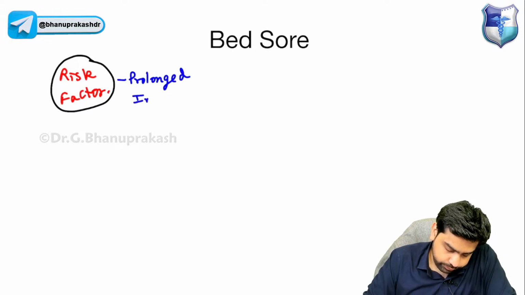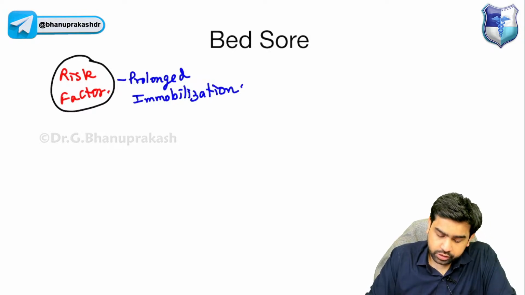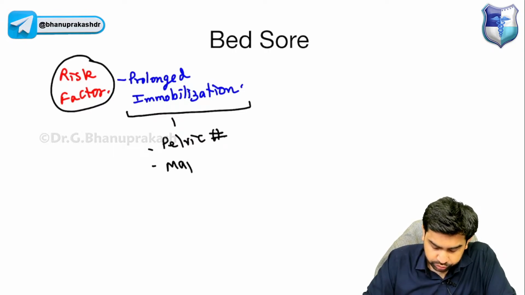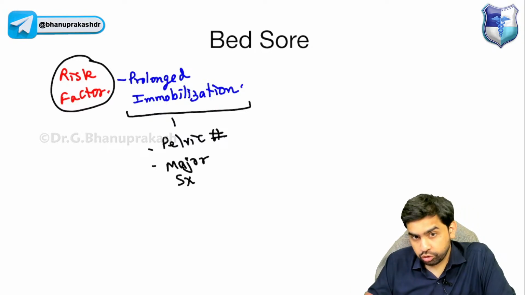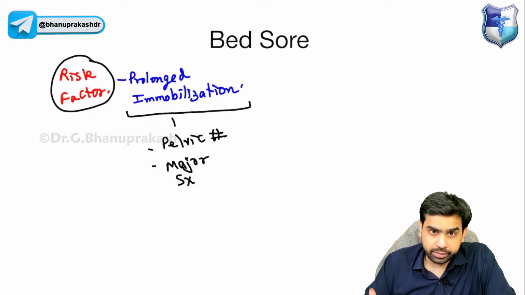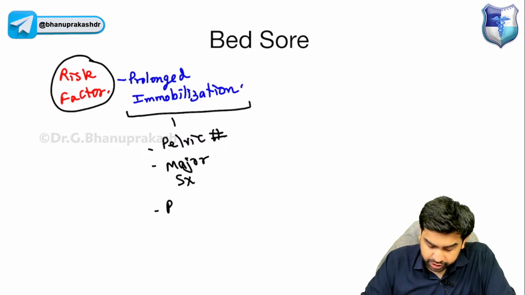Prolonged immobilization. When can this happen? Let's assume there is a patient who has a pelvic fracture, or a patient who has undergone some major surgery, usually an orthopedic surgery, because then the patients are not weight bearing for a prolonged period of time. Or let's say the patient is paraplegic.